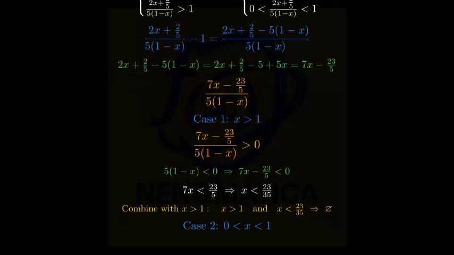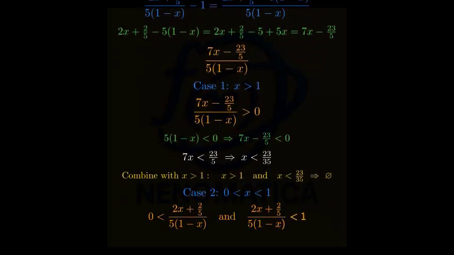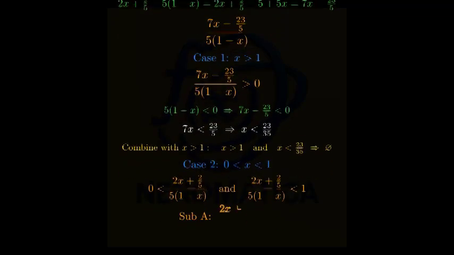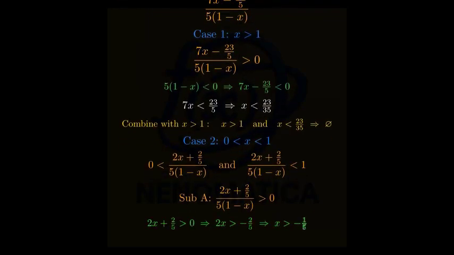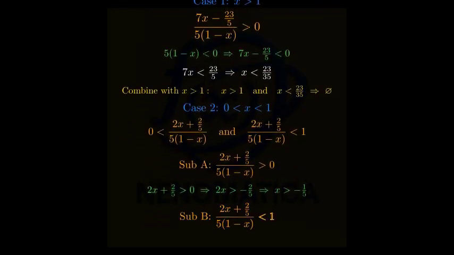Case 2, assume 0 less than x less than 1. Then 1 minus x is positive, so the denominator is positive. The argument must be between 0 and 1, so we need two subconditions, greater than 0 and less than 1. Subinequality A, the fraction greater than 0. Since the denominator is positive, the numerator must be positive. Subinequality B, the fraction less than 1. Move 1 to the left and combine fractions.